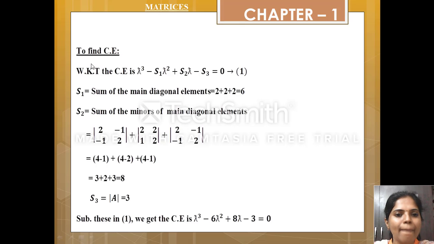Next, to verify the Cayley-Hamilton theorem, first we have to find the characteristic equation. We know that the characteristic equation is lambda cube. Why are we choosing this? Because the given matrix is a 3 cross 3 matrix. Therefore, lambda cube minus S1 lambda square. Okay, so first we calculate S1, S2 and S3 one by one.